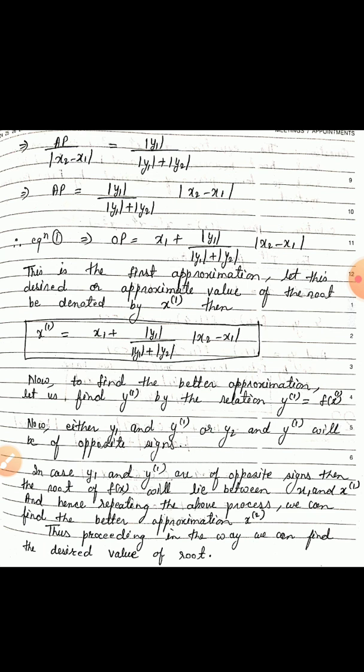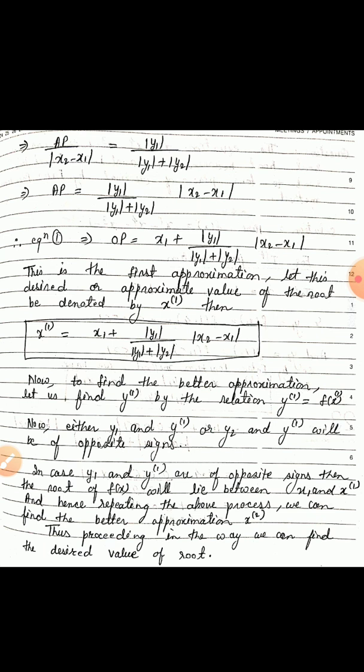Let this desired or approximate value of the root be denoted by x^(1). Then the first approximation, x^(1), is equal to x1 plus |y1| by (|y1| + |y2|) into (x2 - x1). This is the formula for the regula falsi method.